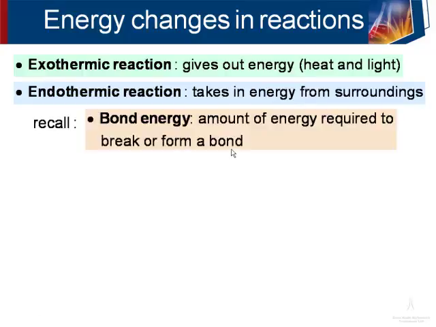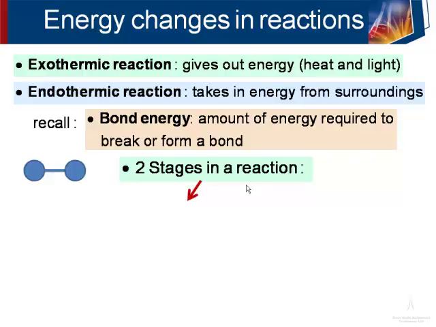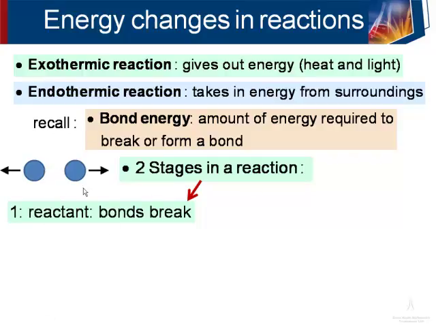Now recall, bond energy is the amount of energy required to break, or the amount of energy required to form, a bond. Now there are two stages that are involved in a chemical reaction. Stage 1 is where you have bonds breaking, and basically it is the bonds of the reactants that break, as shown in that diagram. And this stage is generally endothermic.